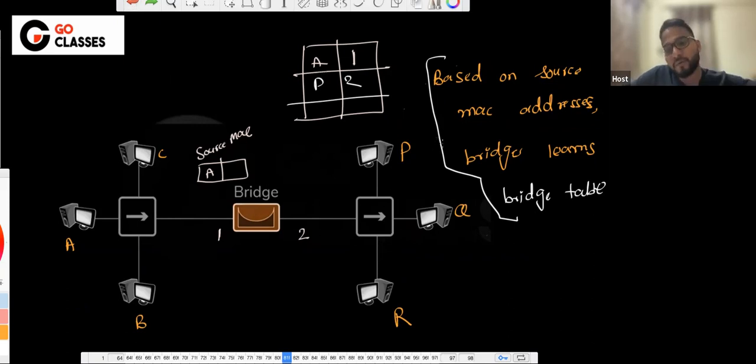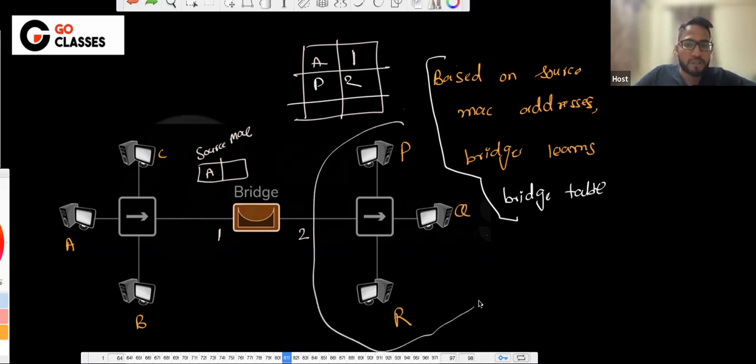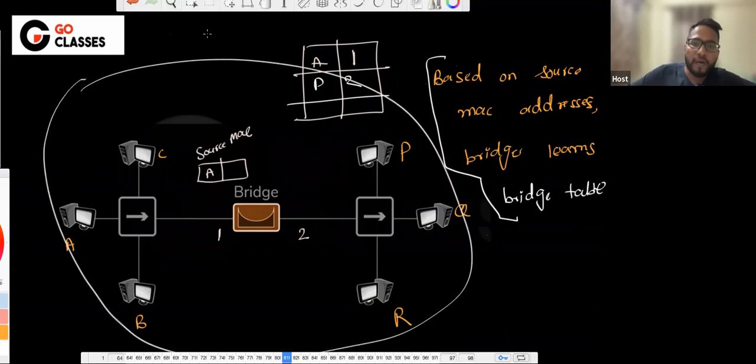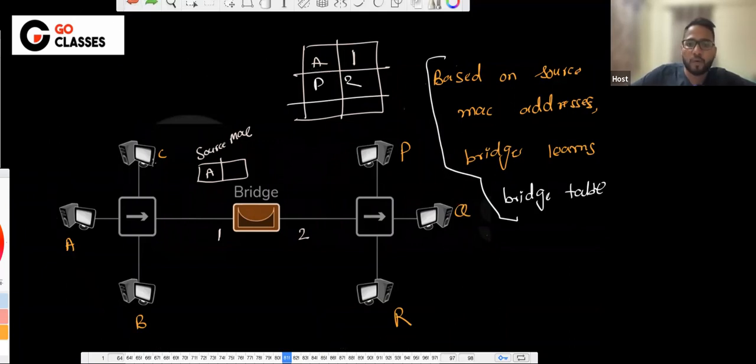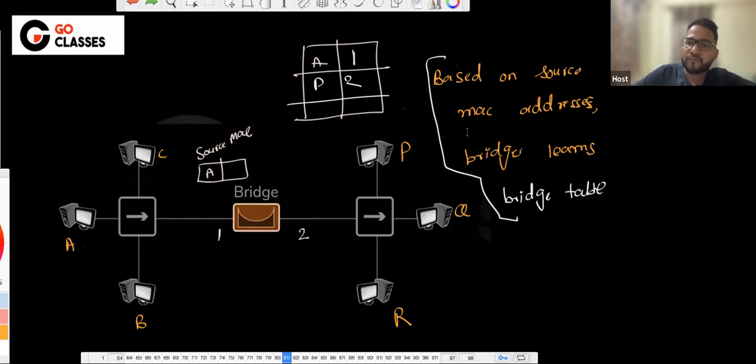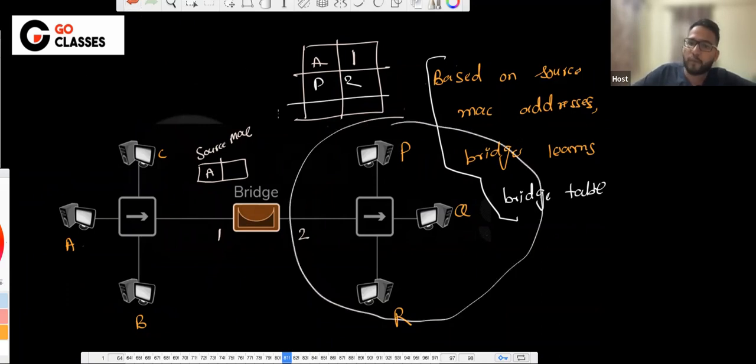Collision domain means a set of nodes in which if any two hosts send data, then there is a possibility of collision. So now tell me, is there a possibility of collision? Yes, there is definitely a possibility of collision between any of these two hosts. But can you say the entire thing is a collision domain? The answer is no. Why? Because will they collide if, let's suppose, C is sending some data to A and P is sending some data to R? No, this bridge will say, okay, just keep your packet here and keep your packets here. If C is sending some data to B and P is sending some data to R, then they will not collide.